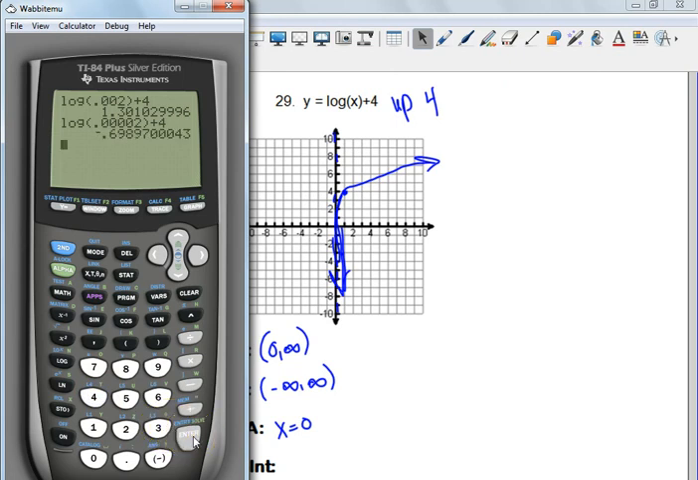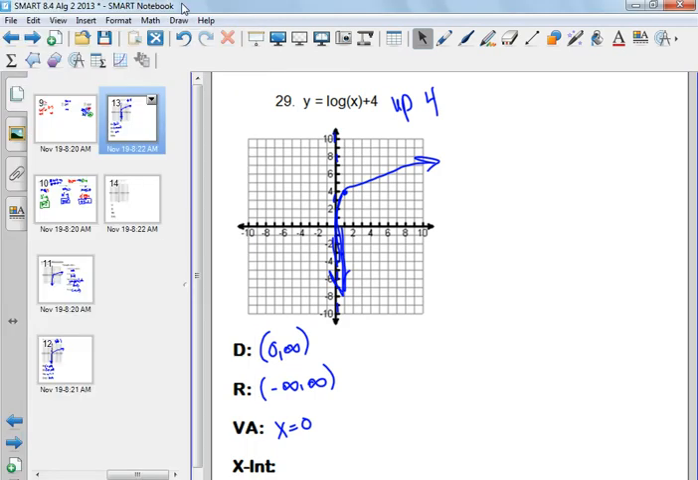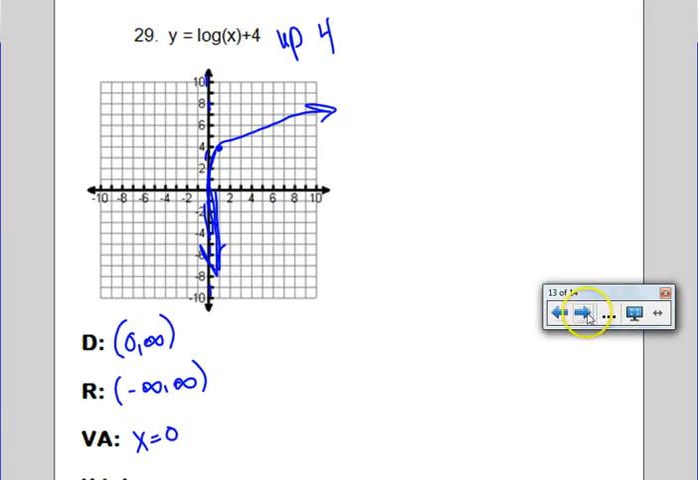Oh, too far. See, now I'm negative. So how about common log of 0.0002, close parenthesis, plus 4. So kind of somewhere in between there. So log of 0.000, how about 1? Plus 4. There we go. Calculator says you did it. So the x-intercept apparently is at 0.0001. Alright, that is a nasty problem, sorry.